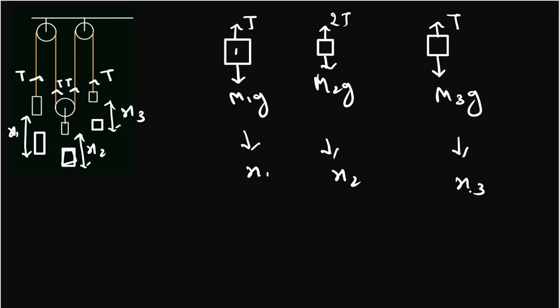Similarly, for the second block, work done by tension is negative and work done by M2G is positive. Similarly, for the third block, work done by M3G is positive and work done by tension is negative.